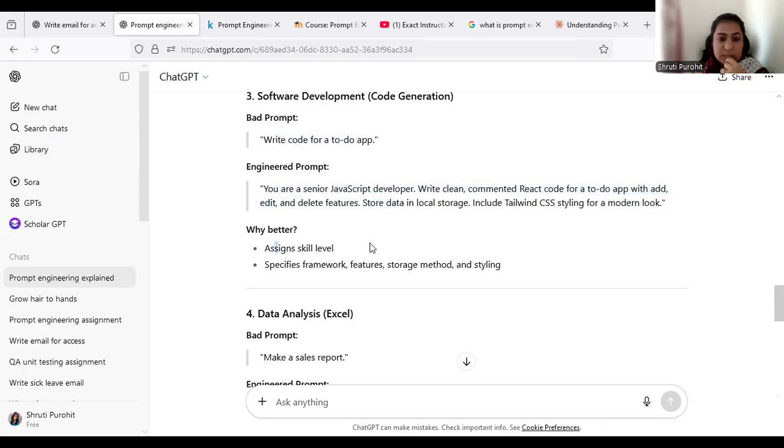Okay. So assign the skill level, specific frameworks, features, storage method, and styling. That's why the AI will understand this prompt better and generate the proper to-do app rather than this. So here it's taking everything randomly. Whatever it wants, it takes. Whatever kind of CSS framework, whatever kind of JavaScript, whatever kind of languages, it takes random things. Here it will be specific.